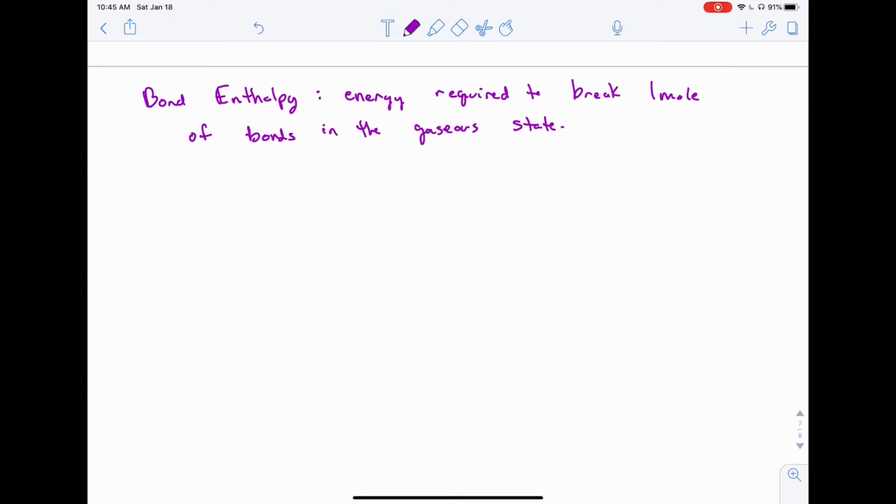Now, what is bond enthalpy? Bond enthalpy is really just breaking a bond. So, for example, let me say this. Breaking a CH bond would look something like this.